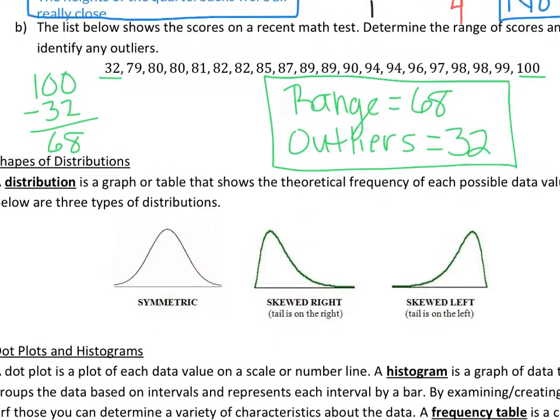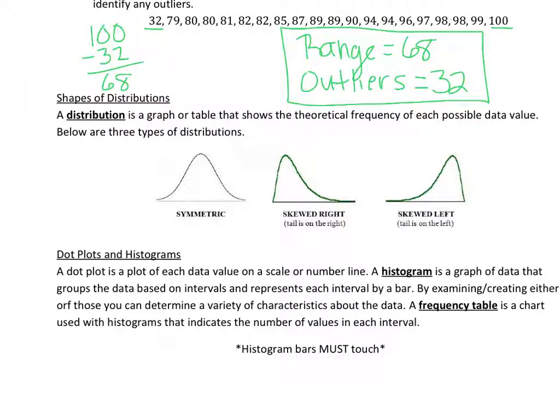Shapes of distribution. A distribution is a graph or table that shows the theoretical frequency of each possible data value. Below, there are 3 types of distribution. We have the symmetric, which is about the same on both sides. Okay, you could draw a line down the middle and it would be identical on the left and the right. And it doesn't always have to be perfectly symmetric for us to classify it as symmetric. Skewed right looks like this, where the tail end is on the right. And skewed left is the opposite, where the tail end is on the left.